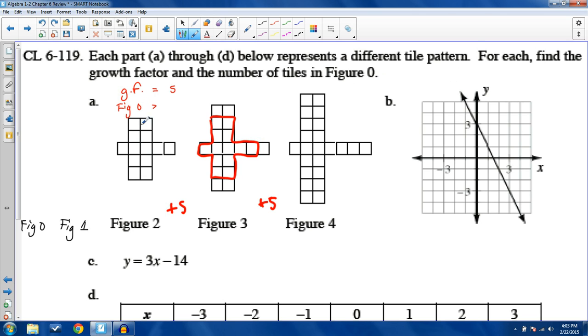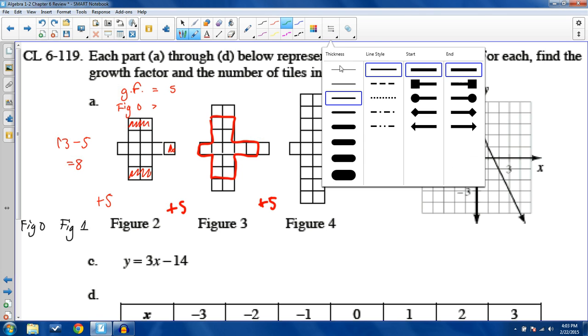Figure 0 is going to be, if I'm adding 5 each time, then I had to add 5 from figure 1 to figure 2. So figure 2 has 5 more than figure 1. If figure 2 has 1, 2, 3, 4, 5, 6, 7, 8, 9, 10, 11, 12, 13 tiles, figure 1 will have 13 minus 5 tiles, which is 8. I'm not going to actually draw it, but you would take away these guys and this guy, and that is 8 right there. Figure 0 would have 5 less than that.